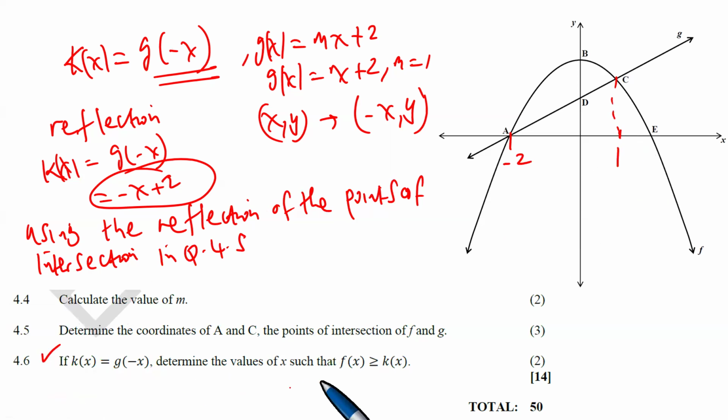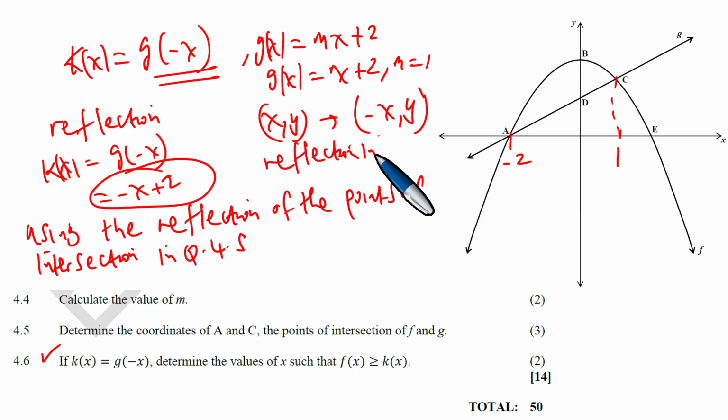Remember, determine the values of x such that the function f of x is bigger than k. So what then do we make of these here? There are a couple of things that you need to consider. This is another function, a different function, and this here can be perceived as a reflection in the y-axis.